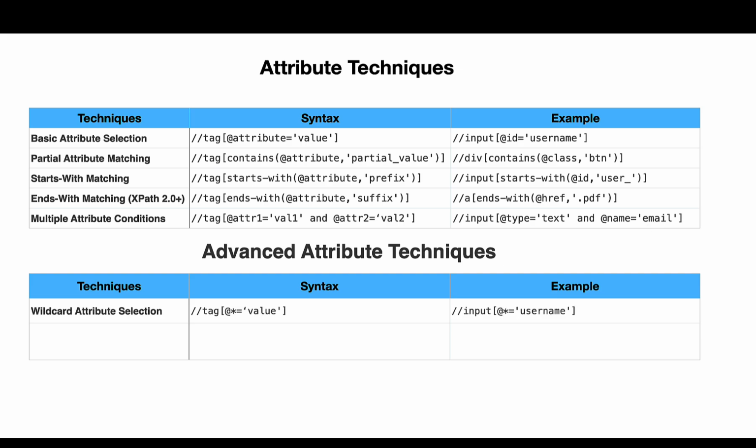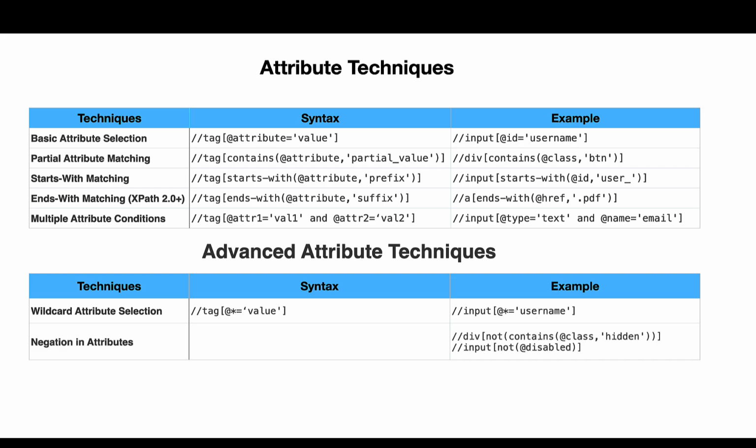So next, wildcard attribute selection. If you don't know what the attribute is, it can be anything, ID, name, but it should have the value username. So in this example we are putting the star asterisk. Find input which has attribute value as username, any attribute. Either it is ID, class, name, anything, but the attribute value is username. It will fetch all these elements.